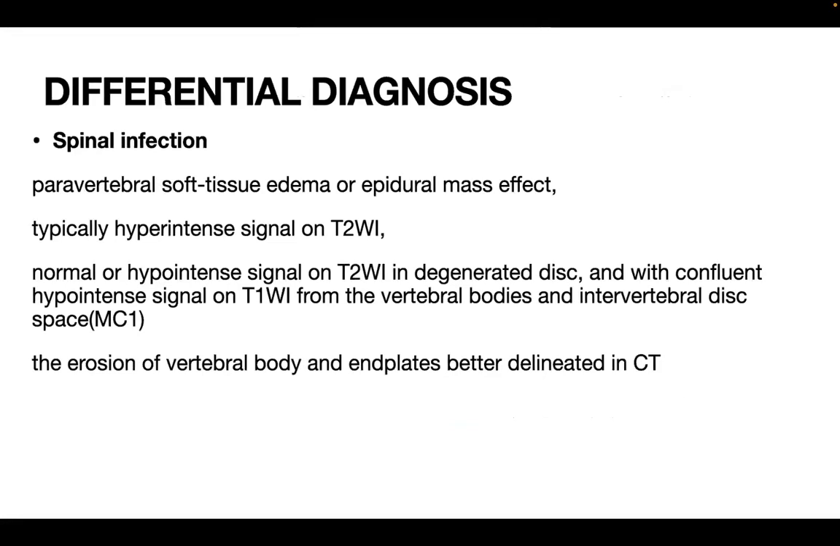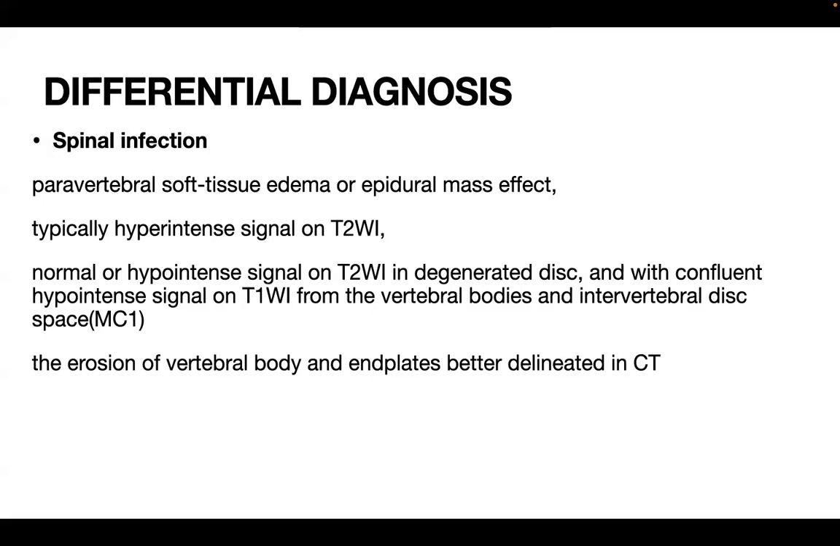So coming to differential diagnosis of Modic changes, the most common differential is a spinal infection. The spinal infection should be differentiated from Modic changes, where the spinal infection shows paravertebral soft tissue edema or any epidural mass effect, typically a hyperintense signal on the T2 weighted images. The spinal infection is most commonly confused with Modic change type 1, which shows a normal or hypointense signal in a T2 weighted image, and a hypointense signal in a T1 weighted image in the vertebral bodies.